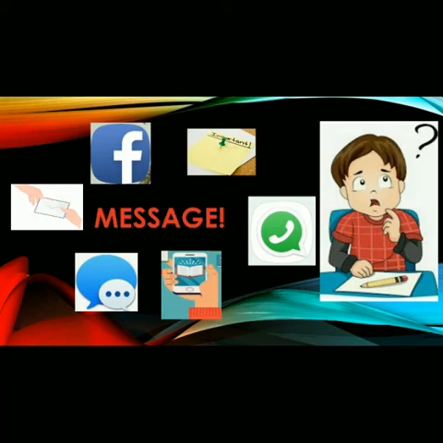By all these pictures, what is the thought coming to our mind? A very simple thought is coming, that how we should write a message or how we should convey a message to someone. Let us go to the next slide and learn more about it.